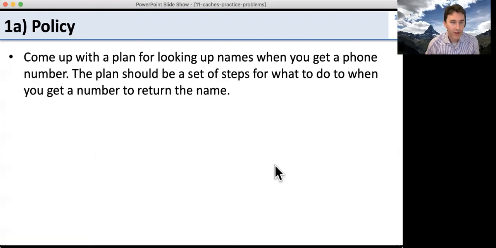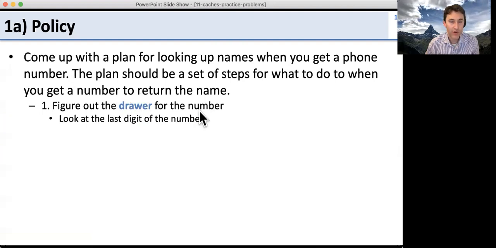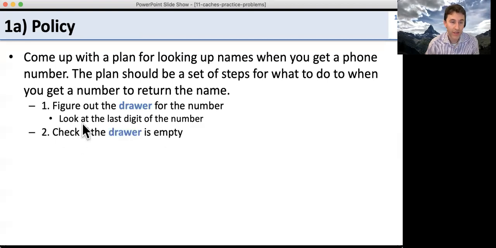Okay, so let's get started. Here's a policy. First thing we're going to do is figure out the drawer for the number. Remember, a number comes in and we want to get the name. So how are we going to figure out the drawer? Well, we're going to look at the last digit of the number, and we use that to look in a drawer.